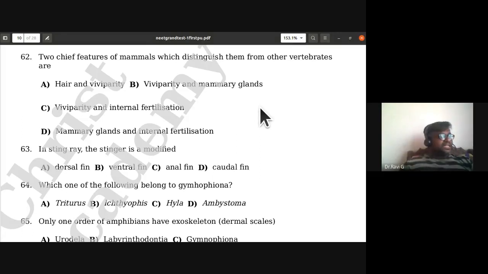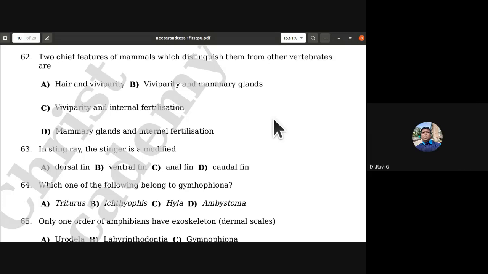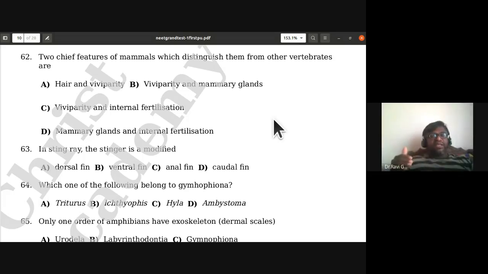So the 62nd, the right answer is D, mammary glands and internal fertilization. See, they can give birth to a young one only if there is internal fertilization. Giving birth to young ones, we call it viviparity. If they lay eggs, we call it oviparity. Mammary glands is a characteristic feature of mammals. Internal fertilization takes place within the female genital tract. One of the necessities for viviparity is internal fertilization. That is the reason priority is given for internal fertilization.